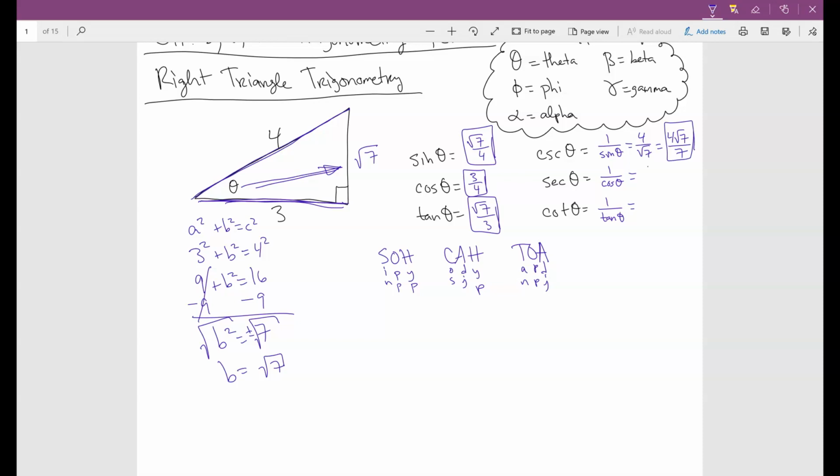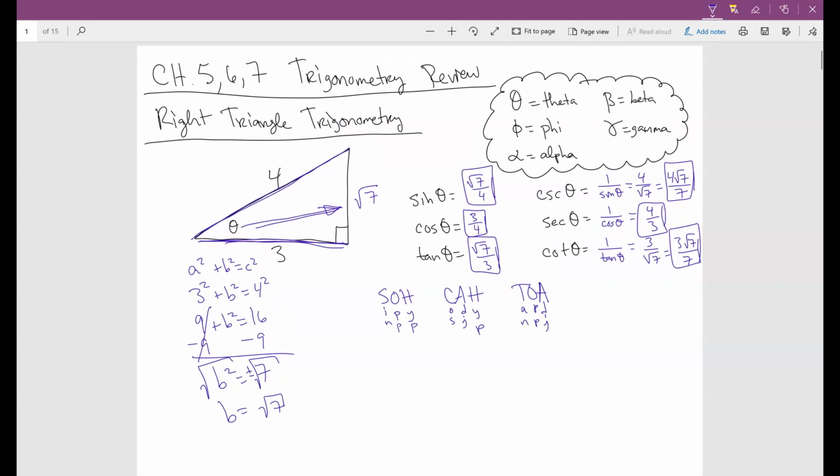The cosine is going to be 4 over 3. The secant is going to be 4 over 3. And then the tangent, the cotangent is going to be 3 over square root of 7, which is going to give me 3 square root of 7 over 7. Okay. So hopefully this is just review. You can feel free to write all of this out if you want to, or you can just watch, just to remember.